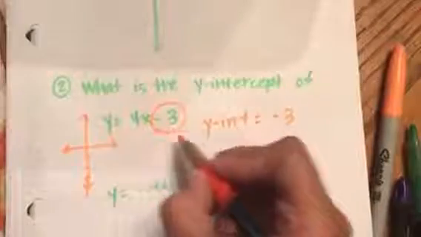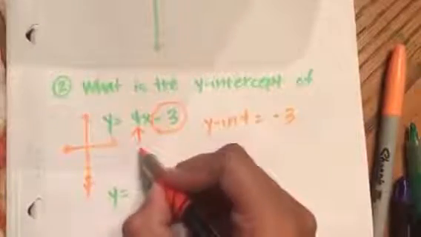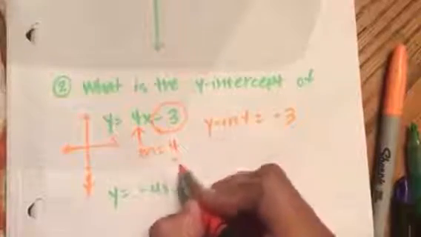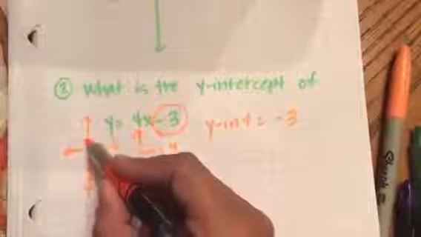How would I find my next point? I would use this as my slope. My slope would be 4. I can write that as a fraction over 1, and I can go up 1, 2, 3, 4, and over 1, and that would be my next point, and my line would look something like that.